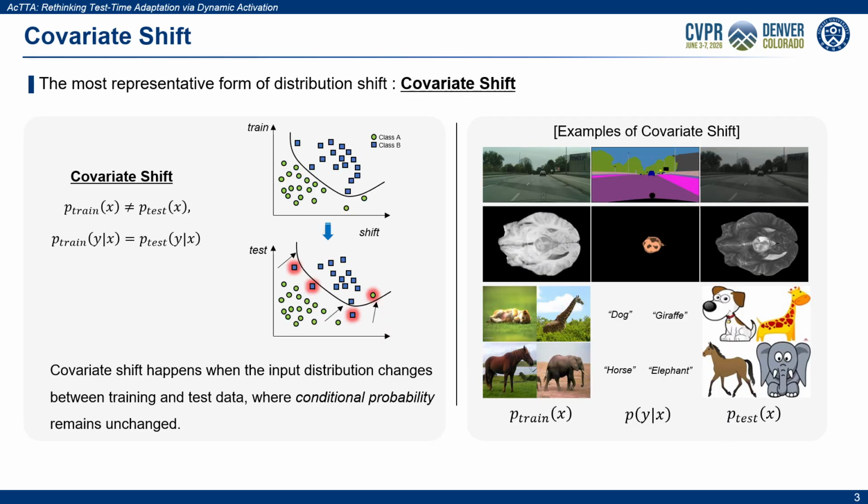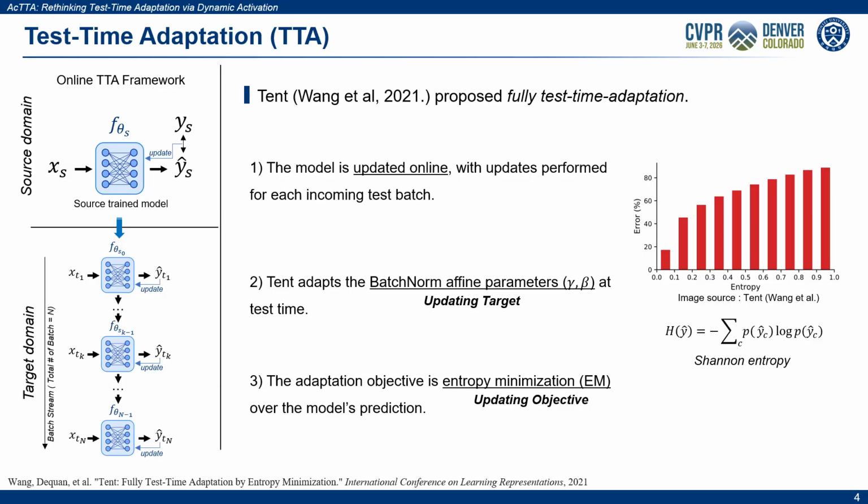The most representative form of this is covariate shift. The input distribution changes between training and testing, while the underlying class relationship stays the same. A dog is still a dog even under fog, noise, or a new sensor. The challenge is that the model's features no longer sit where they did during training. Test time adaptation tackles this directly.